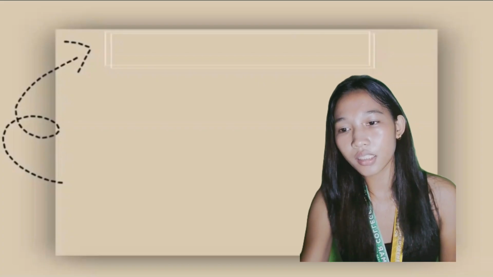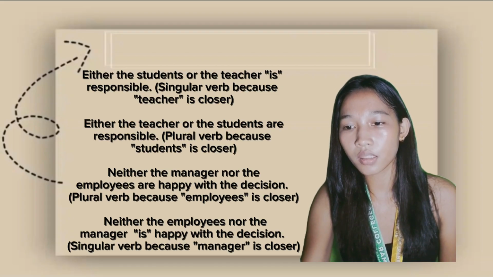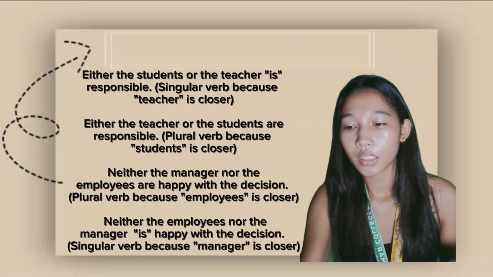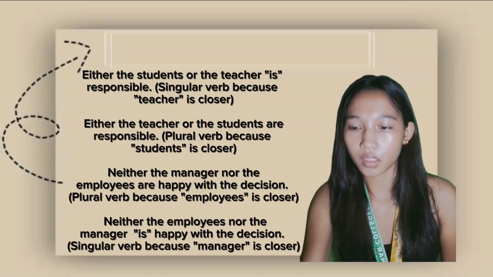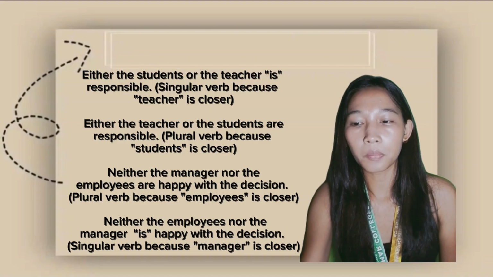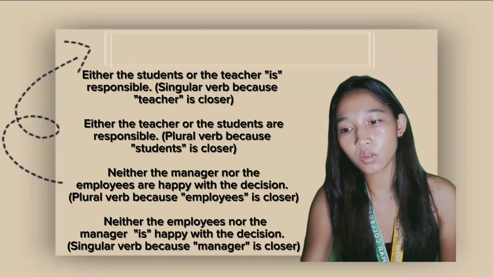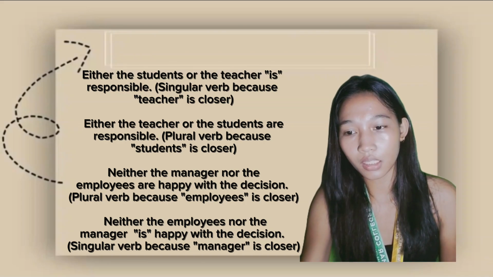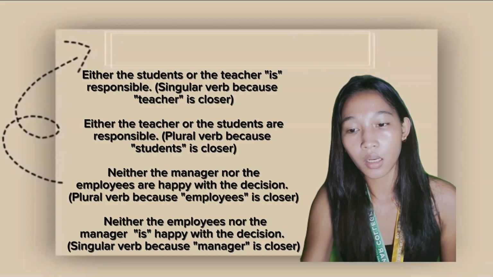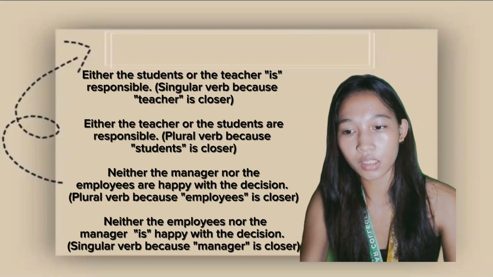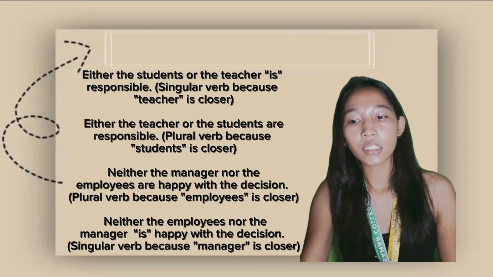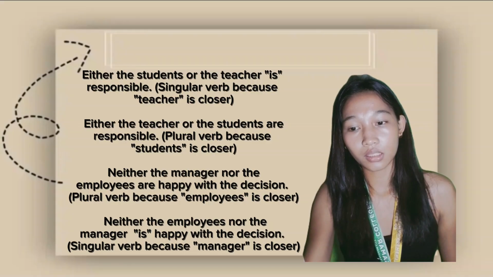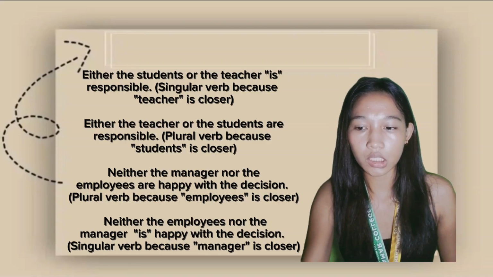Examples: Either the students or the teacher is responsible. Singular verb because teacher is closer. Either the teacher or the students are responsible. Plural verb because students is closer. Neither the manager nor the employees are happy with the decision. Plural verb because employees is closer. Neither the employees nor the manager is happy with the decision. Singular verb because manager is closer.